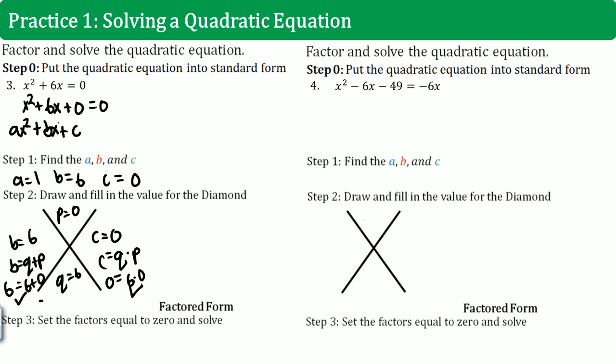In factored form, it would be x plus 6 and x plus 0. Now I can solve. So x plus 6 equals 0. I subtract 6 from both sides. I get x equals negative 6. The other side, x plus 0 equals 0. I can just say it's x equals 0. You might be taught this a different way, but again, if you follow these steps, it should work out exactly the same. Okay, this is the most fundamental way of doing this.